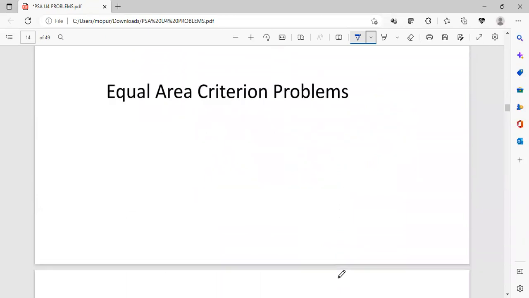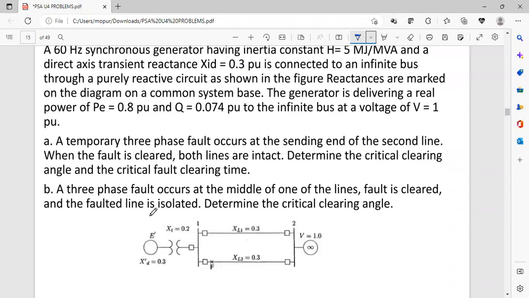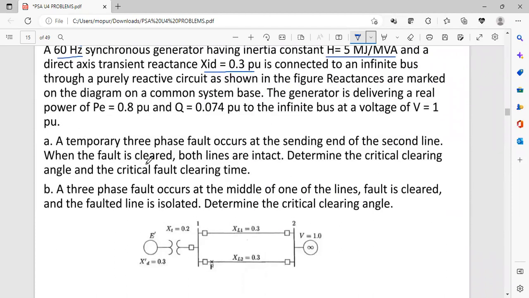Now let us see the problems related to equal area criteria. This is the circuit they had given. A 50 Hz synchronous generator having inertia constant H they had given, and also direct axis transient reactance Xd' 0.3, is connected to an infinite bus bar through a reactive circuit. They had given PE equals 0.8 per unit, Q equals 0.74 per unit, connected to an infinite bus of voltage 1 per unit.